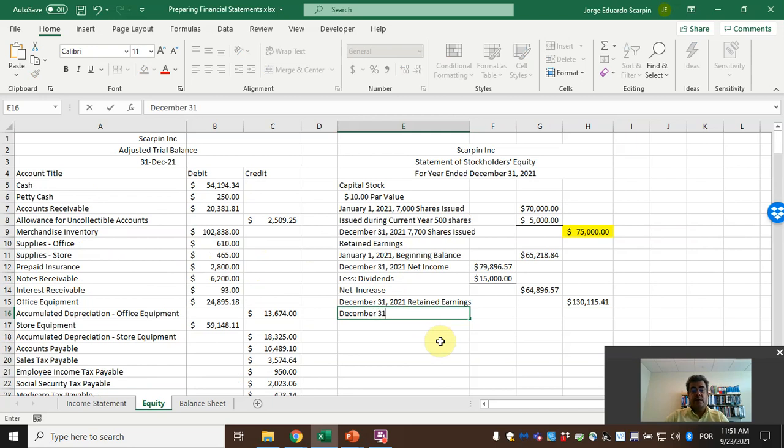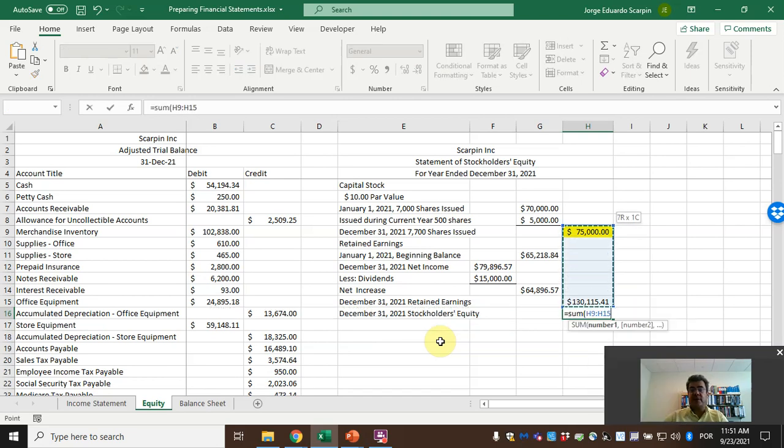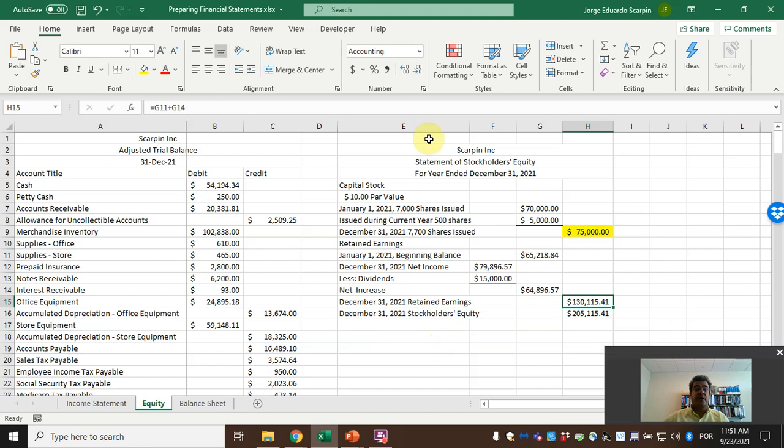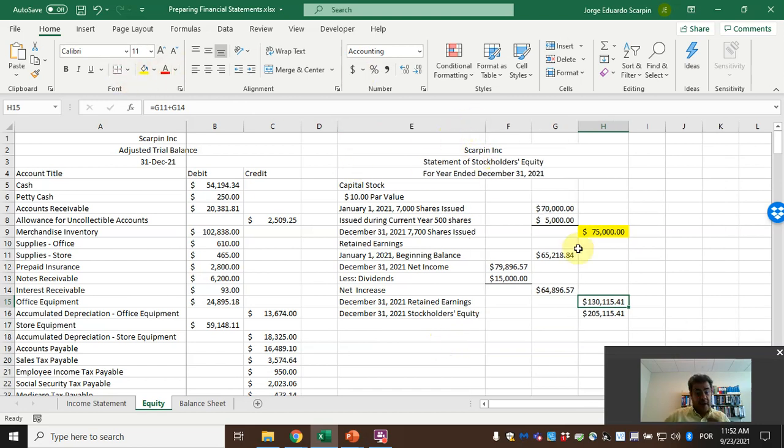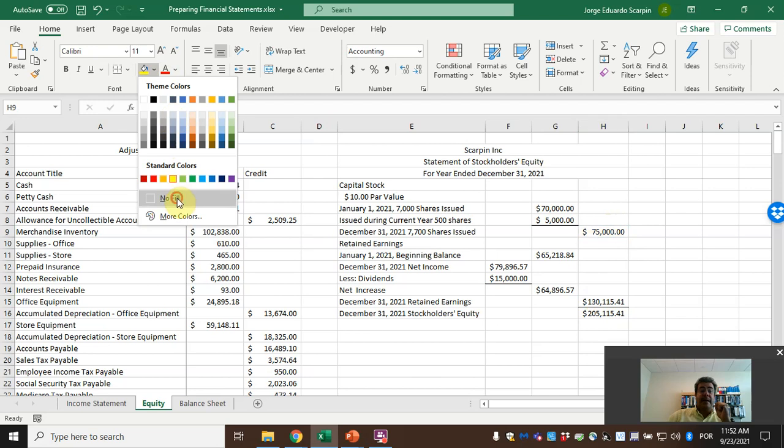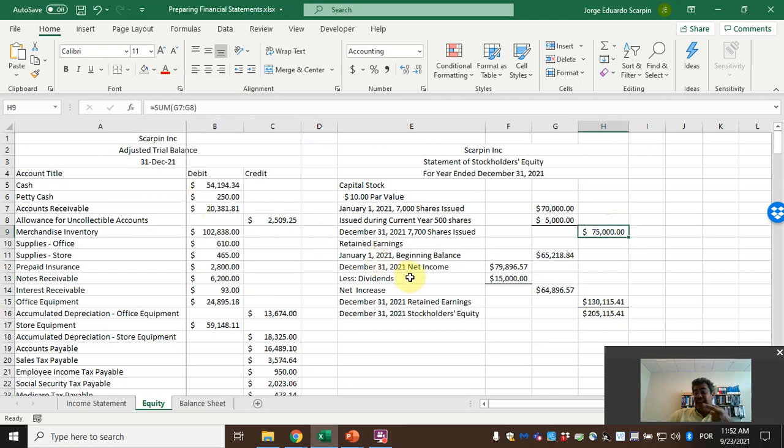And now, what do we have? December 31, 2021, stockholders' equity. It is the sum of 75 plus 130. It is here, 205. And this information will be useful for our balance sheet. That is the next video, and you should watch it too.